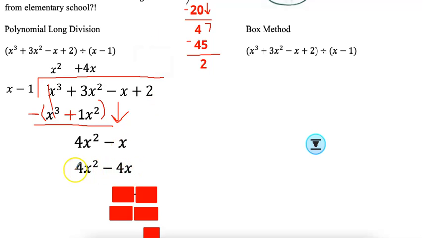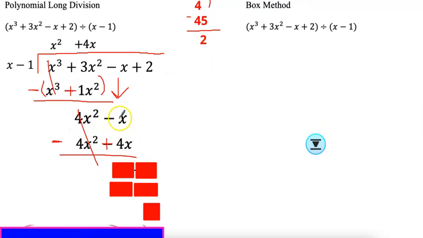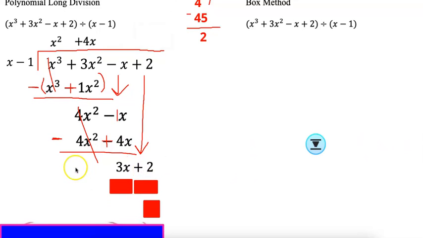And then what did we do with these two terms? We subtracted them. And if you subtract a negative, that will turn into a positive. 4x squared minus 4x squared will cancel. And then a negative 1 plus a 4 will be a positive 3x. And then what do we do with this lovely 2? We bring it down. All right, we keep going.